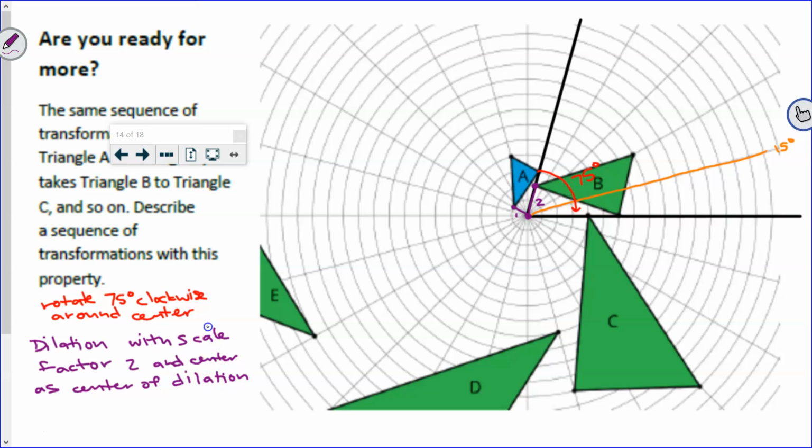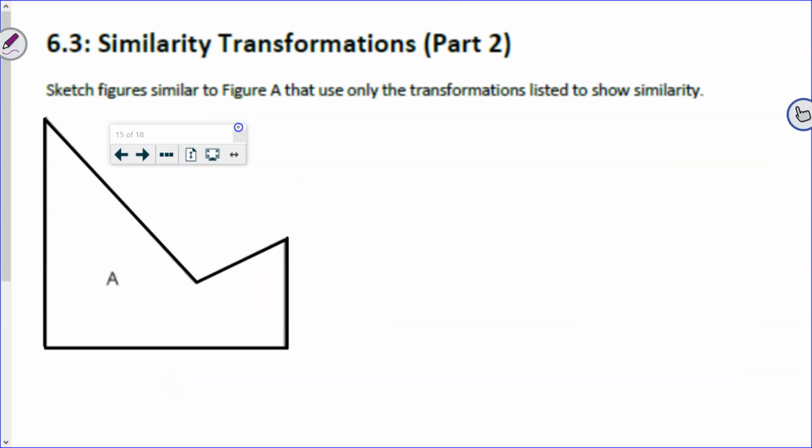Okay. Ready to move on? Feels like a race, right? We're going through this so fast. Here, these are just sketches, so we're going to get through this also super fast. I'll help you through the first couple. We're sketching figures that are similar to A. Now when it says sketch, it's okay for it to be a little bit imperfect, but we want it to be close enough that we can tell that they are similar.